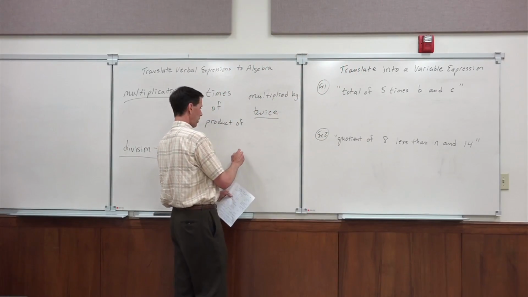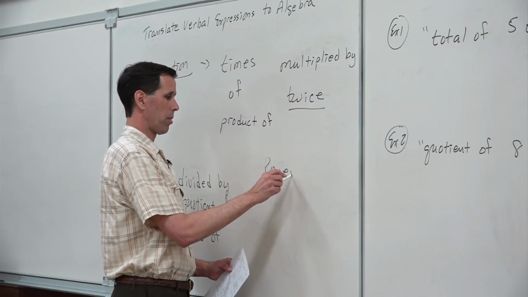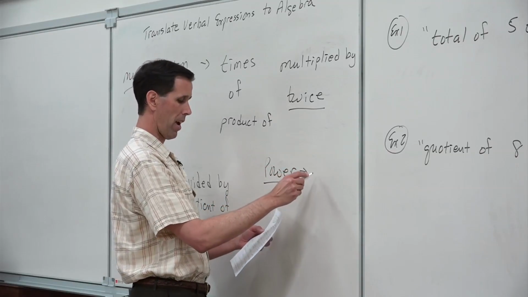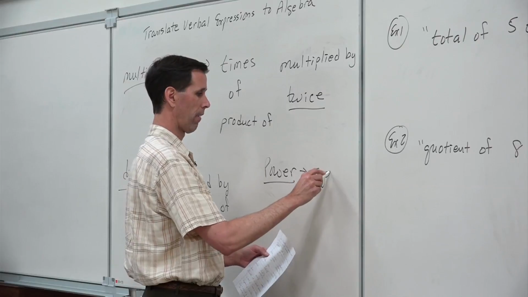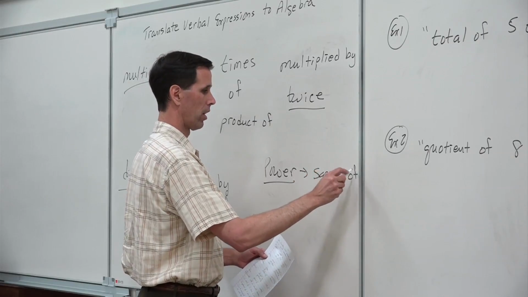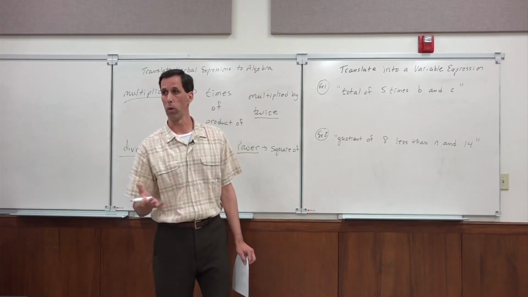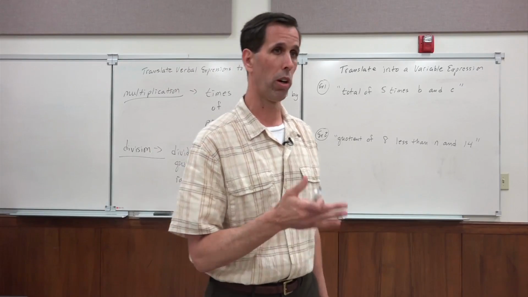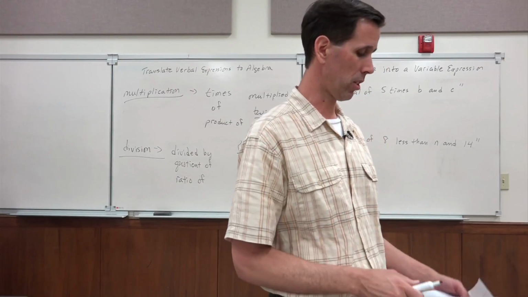And the last little thing we need to worry about translating is some words that mean you're going to use a power. If you're asked to find the square of 4, you're going to think, hey, that's going to be 4 squared. 4 times itself, 4 times 4 would be 16.